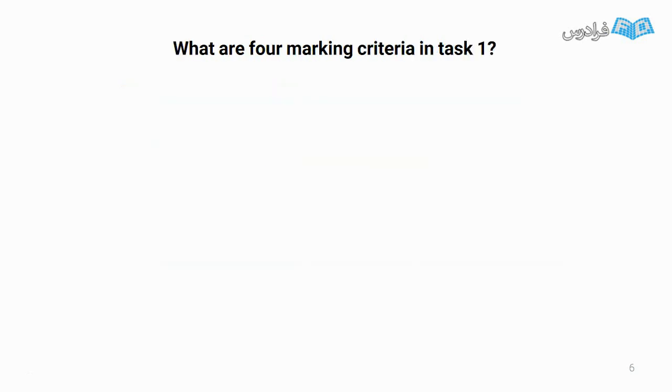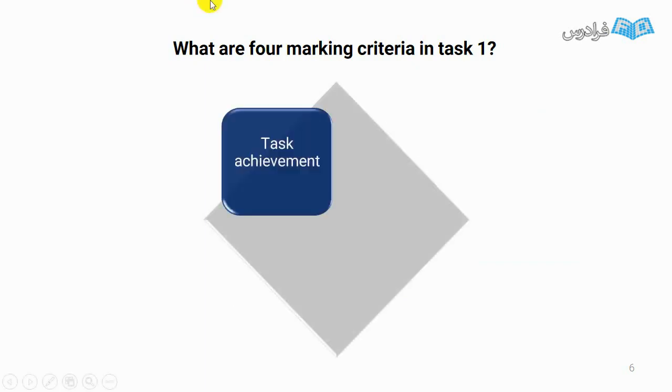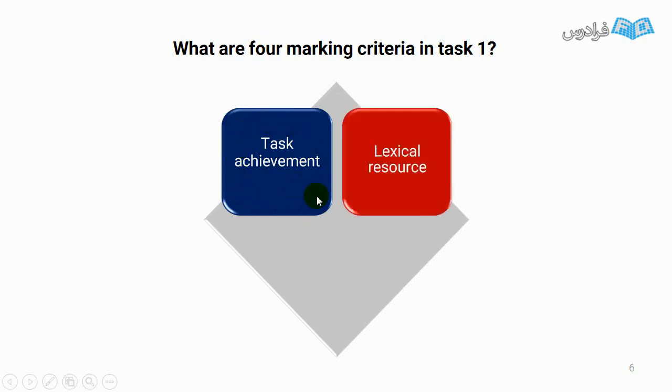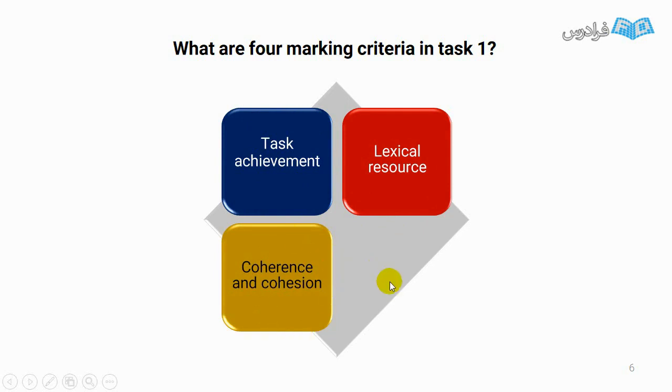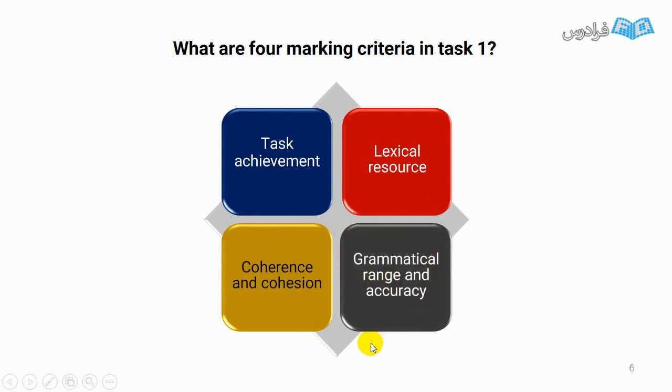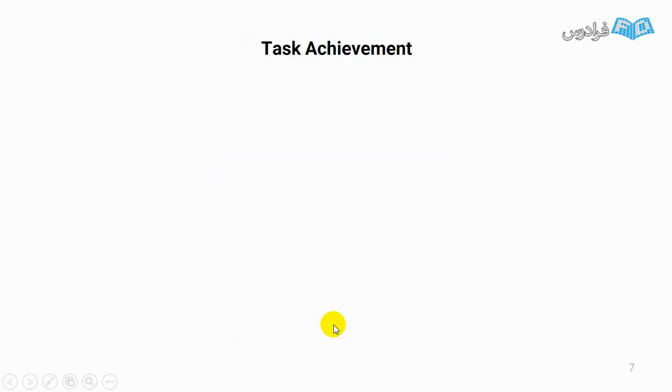Let's check what the 4 marking criteria in task 1 are. The first one is task achievement, then lexical resource, coherence and cohesion, and grammatical range and accuracy. Each is worth exactly 25% of your total score in task 1.